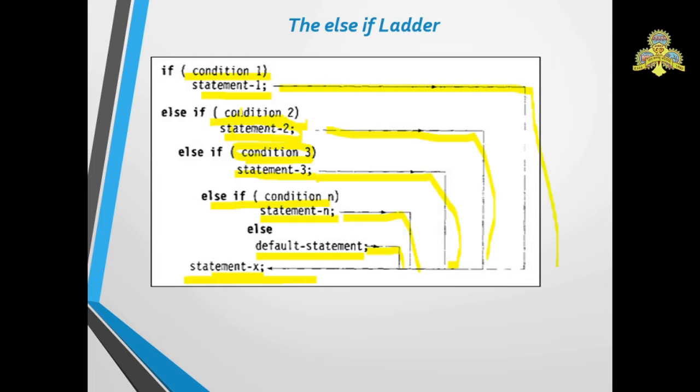This multi-path decision is a chain of ifs in which the statement associated with each else is an if: else if, like this, in this way. This construct is known as the else if ladder.